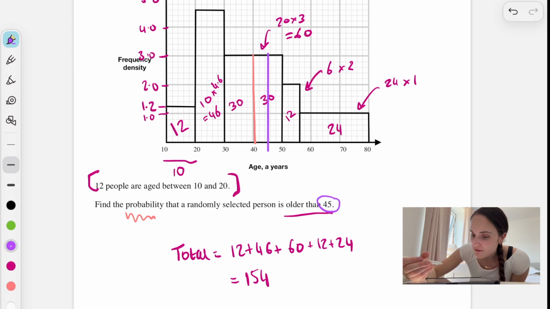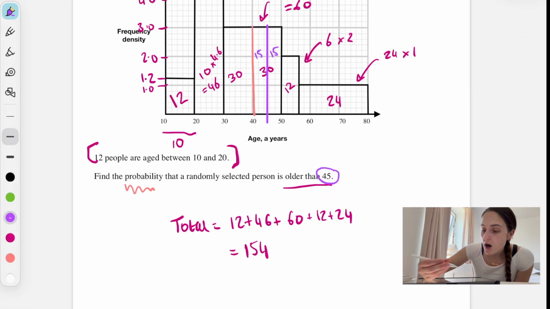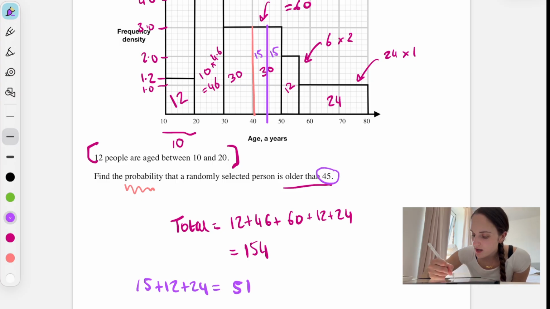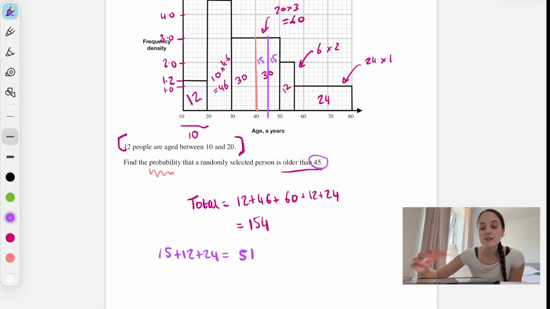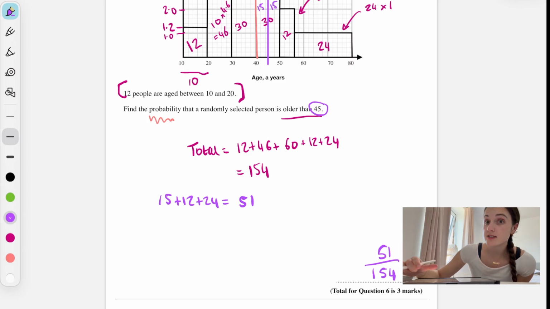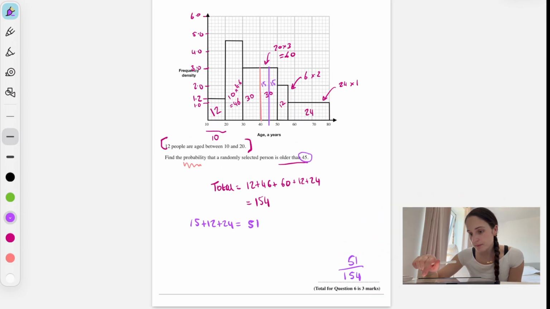So we have 45, so again I need to split that one in half, so it's going to be 15 and 15. So there's 15 people here and there's 15 people here. So to work out the number of people who are older than 45, I'm going to do 15 plus 12 plus 24, and that's going to be equal to 51. So the probability that a randomly selected person is older than 45 is going to be equal to 51 over 154. So that's the answer to this question, and excuse the mistake.